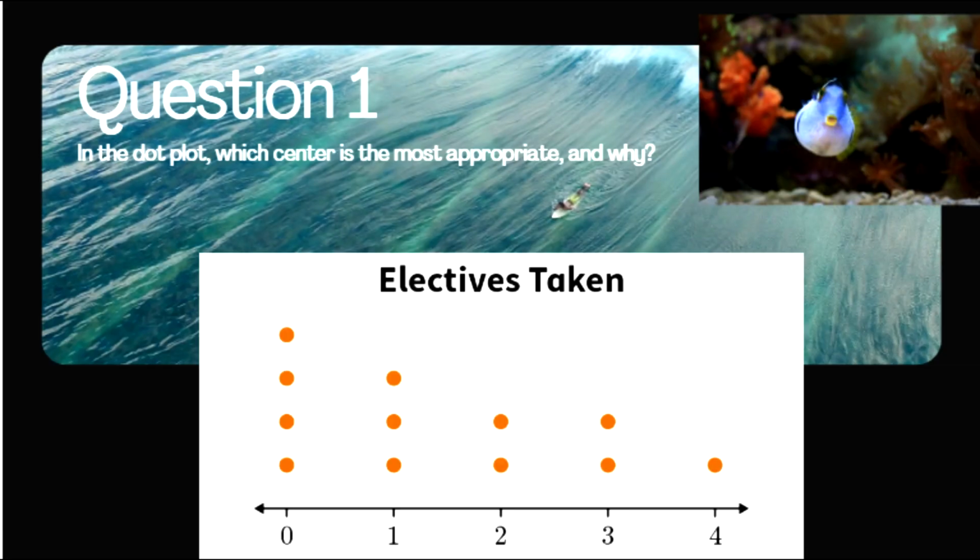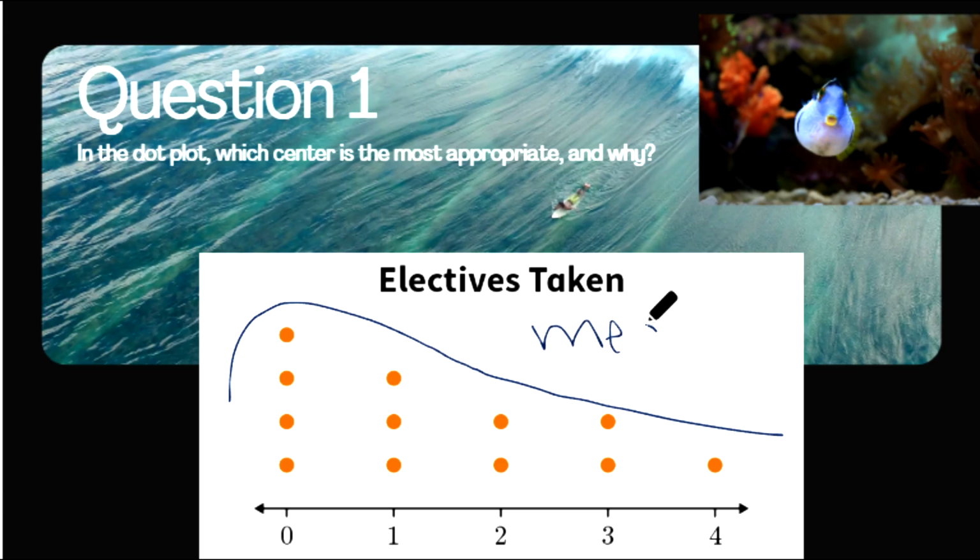Okay, here's question 1. This is all you. In the dot plot, which center is the most appropriate and why? Speed round. Obviously, this is skewed data. It has a tail. That means that the best option is going to be the median.